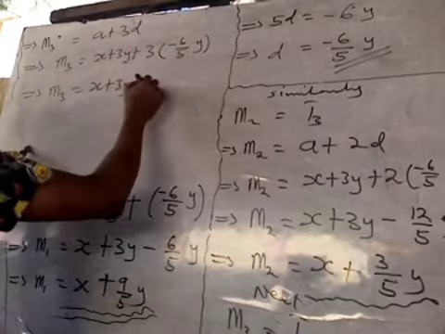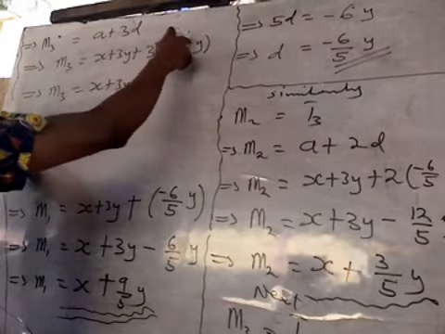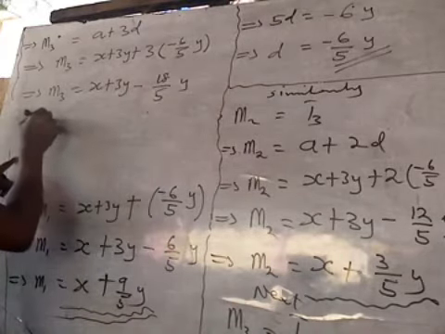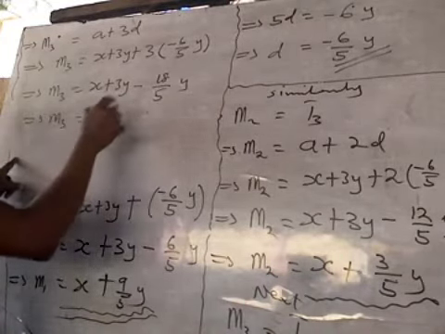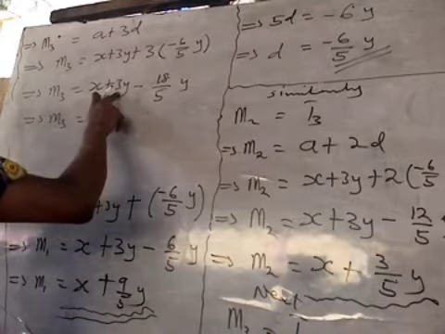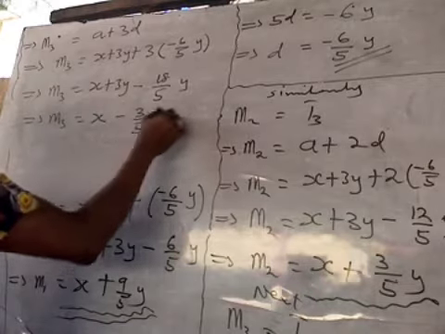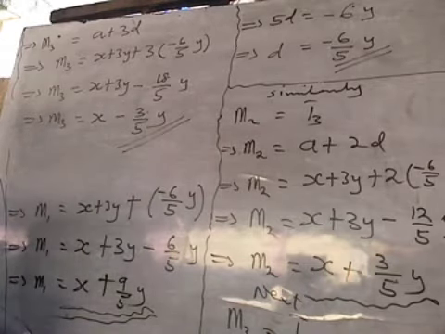minus 6 times 3. 3 times 6 will give us 18 over 5y. So this simply means that M3 will be equal to x, this times this will give us 15, 15 minus this gives us minus 3 over 5y. So this is the value of the third mean.